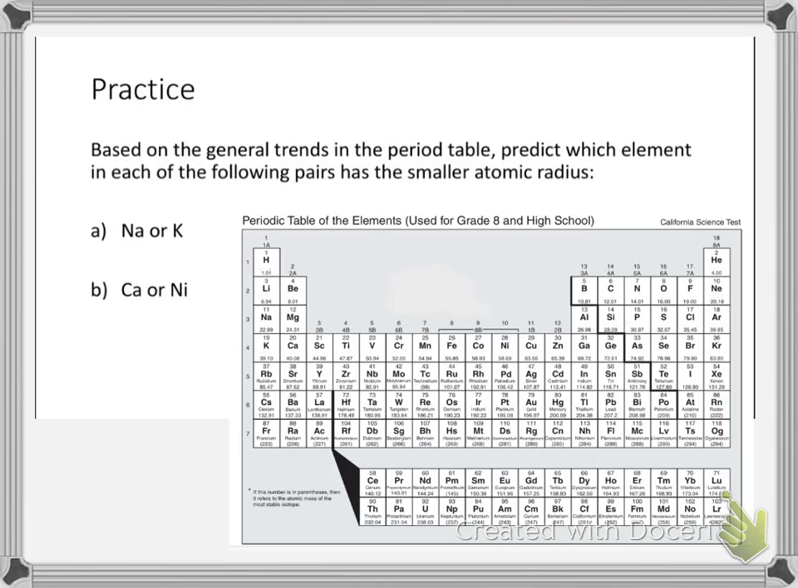Here is a practice, and I put a periodic table in here. So let's draw the trend on this one. Just in general, as we go across left to right, the atom gets smaller.